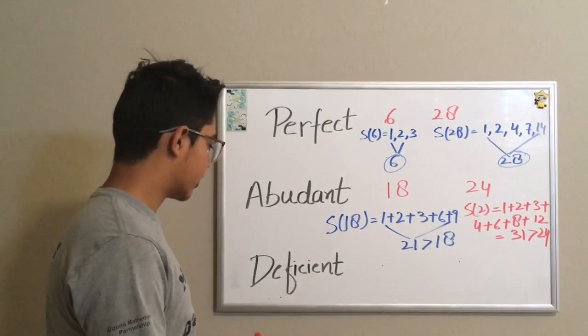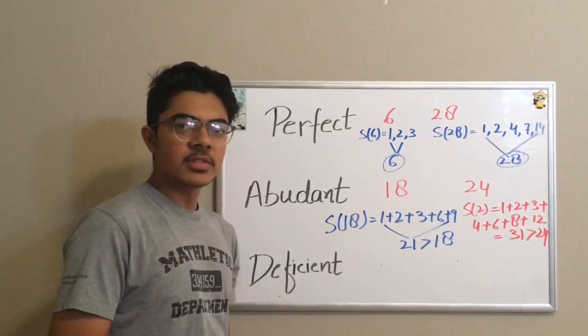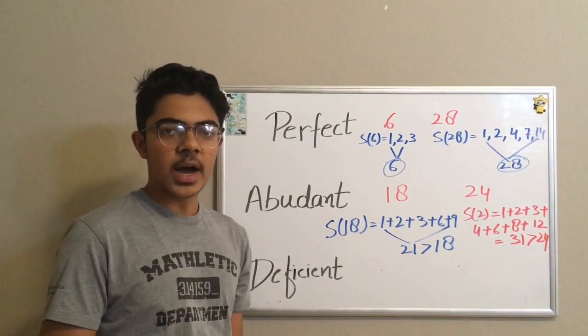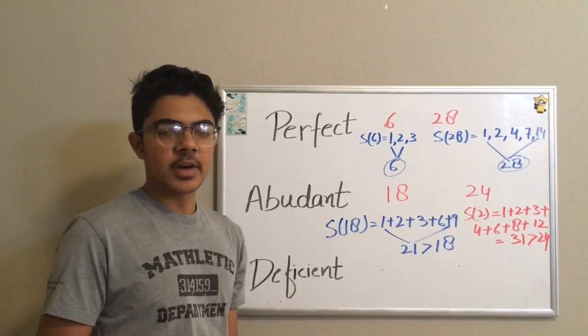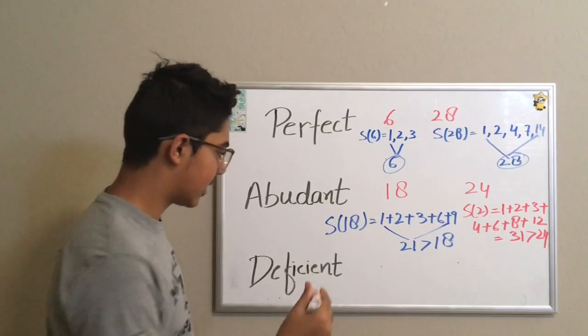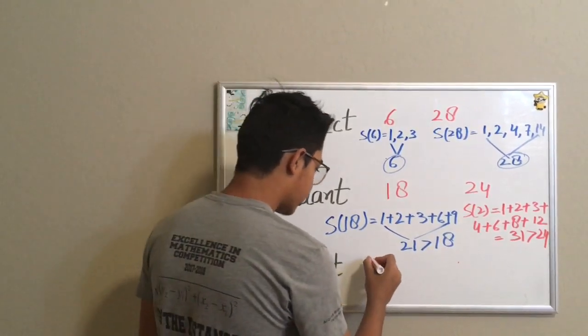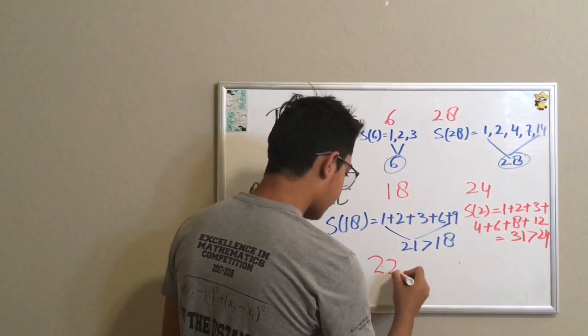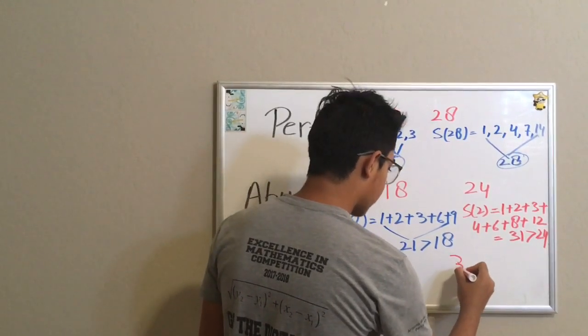Now for the last one, deficit numbers. Deficit numbers are those that when you add up its divisors, the divisors equal less than the number itself. So let's look at a few examples. Let's say 22 and 34.